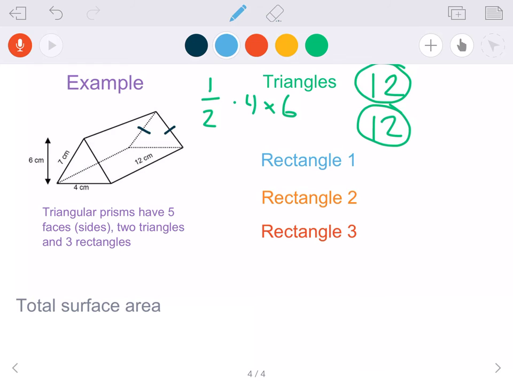So however you want to pick them apart is fine. I usually think the bottom is usually the easiest. So if we're looking at this bottom rectangle, I've got side lengths of 4 and 12. So 4 times 12 is 48. So the bottom rectangle is 48 units squared.